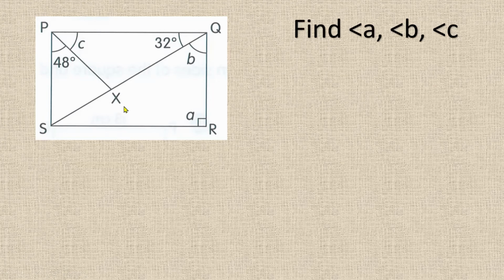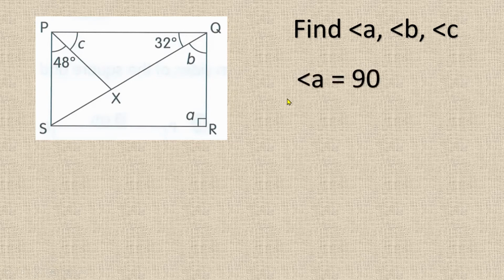Let's find angle A, angle B, and angle C. By just looking at this figure, we already know what is angle A. So angle A is equal to 90 degrees. We can see that this is a right angle, and we know that all the angles inside the rectangle are right angles. Therefore, angle A is 90 degrees.